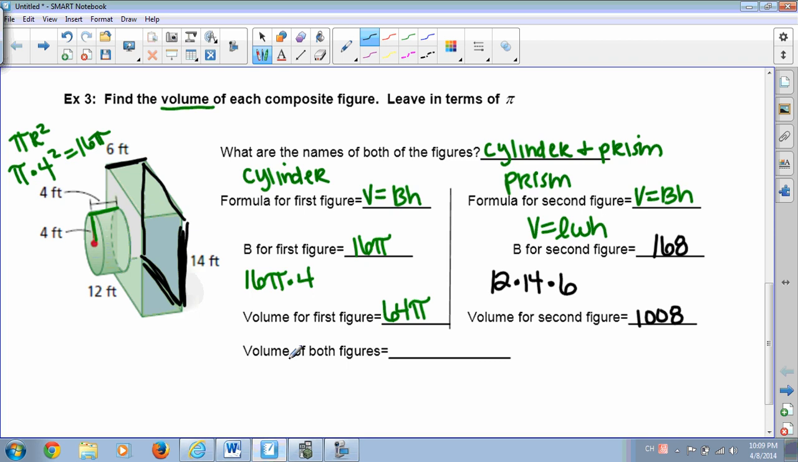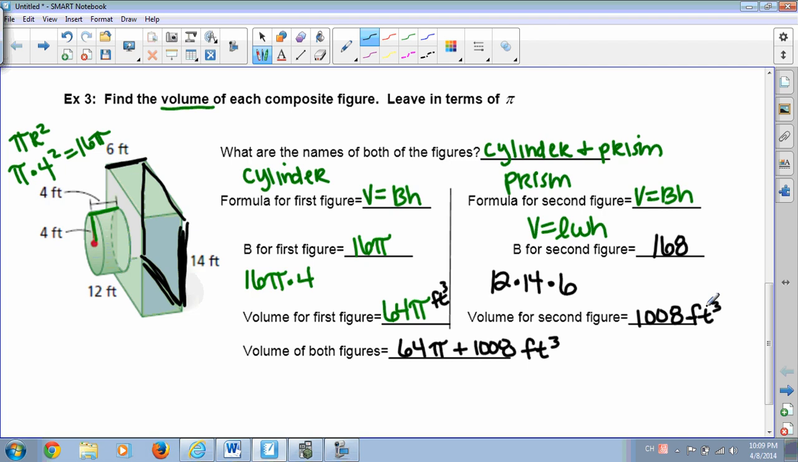So in order to find the volume of both figures, we have to add them together. But notice that the cylinder has a pi in it and the prism does not have a pi in it. So when we add them together, we actually cannot combine them. So our volume for both of the figures combined is 64 pi plus 1008 feet cubed. Anytime we're talking about volume, we cube our units.